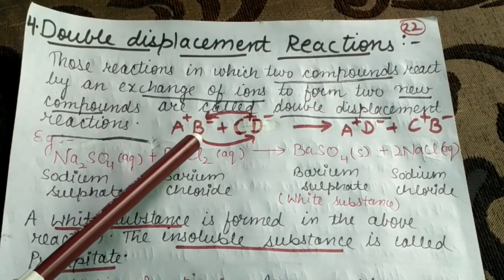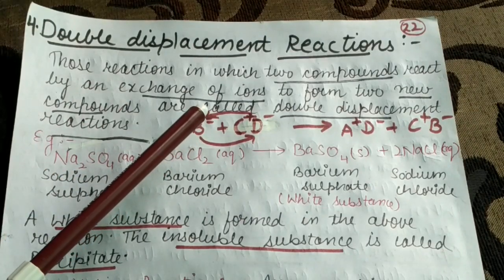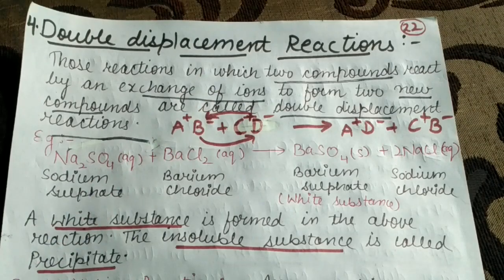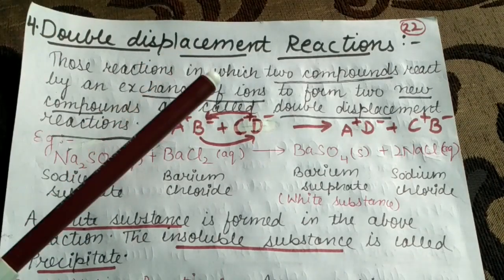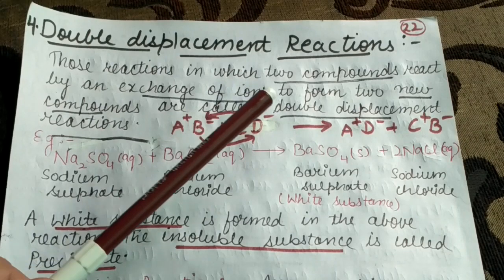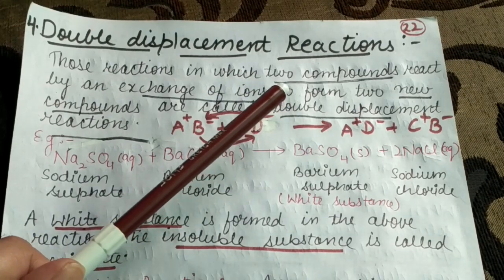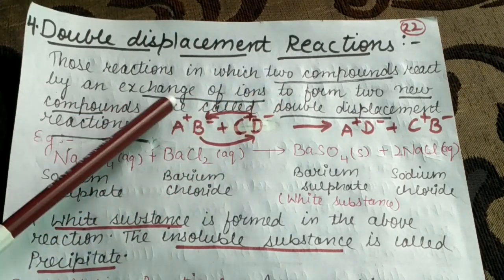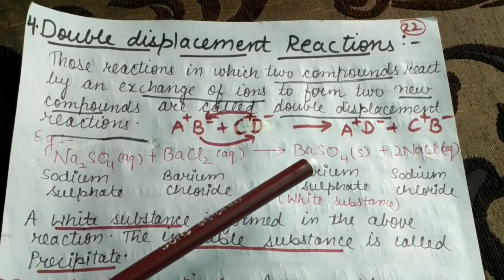So what is happening in this, beta? We are having two compounds. In the displacement reactions, we are having one element and one compound. But in double displacement reactions, we are having two compounds, and in those compounds, exchange of ions takes place and new compounds are formed.